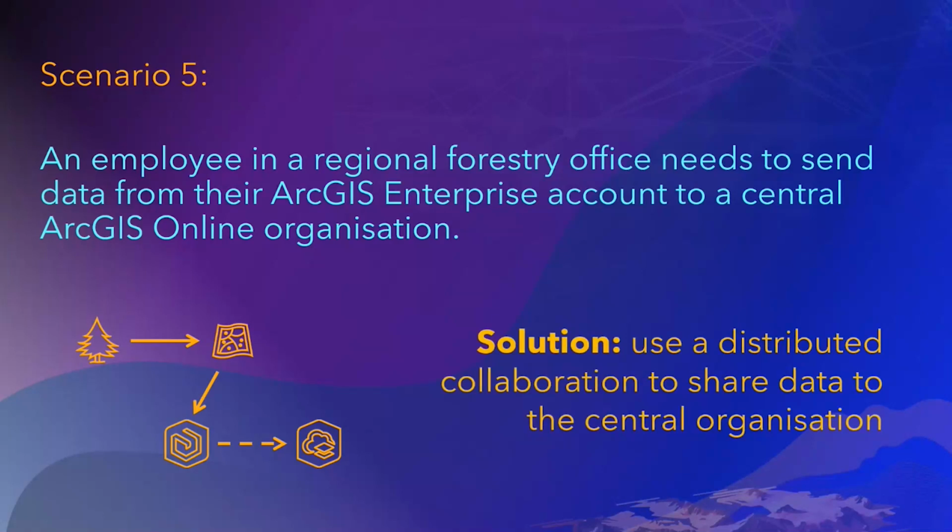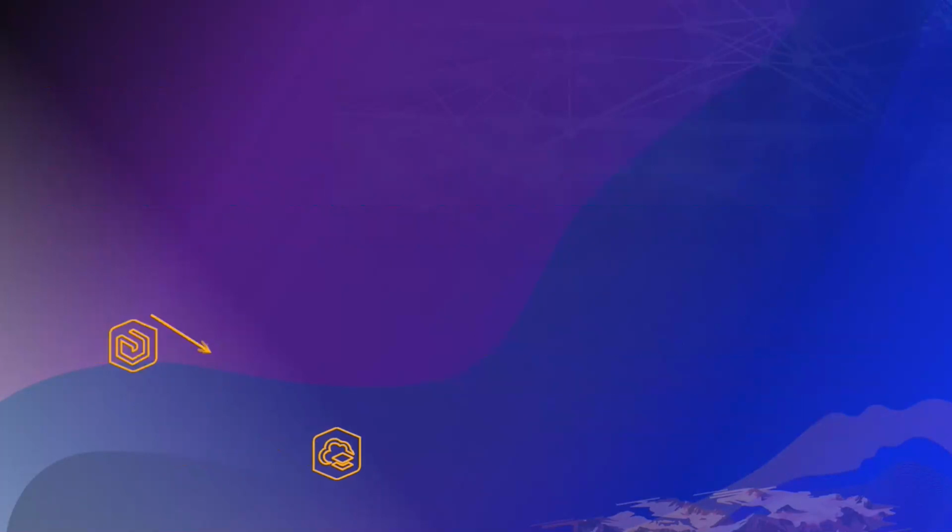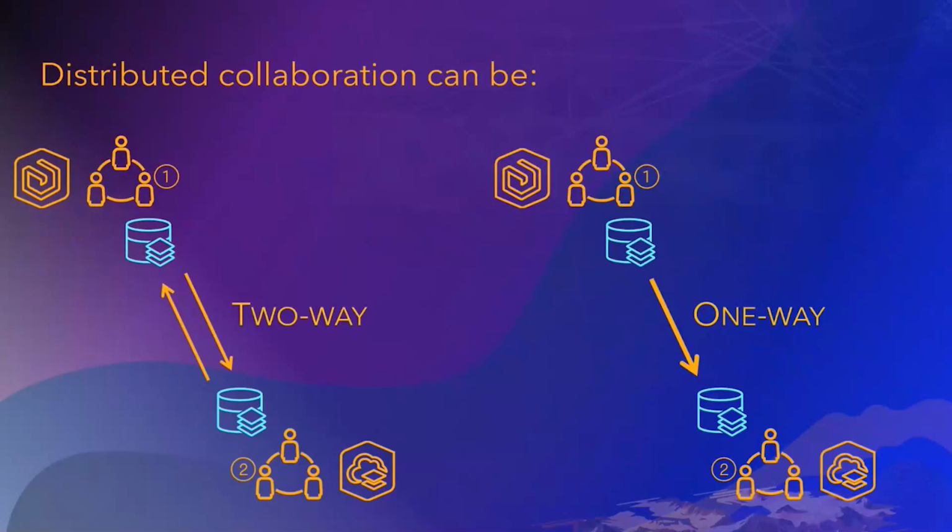The goal in this scenario could be achieved through a distributed collaboration, which would allow data to move from ArcGIS Enterprise to ArcGIS Online easily. In fact, all the regional data offices could contribute their data this way. It would also work if there were two ArcGIS Enterprise organizations. So, from the same options page that you would create the partner collaboration, you can create a distributed collaboration.